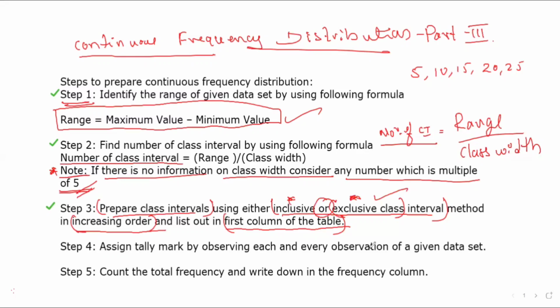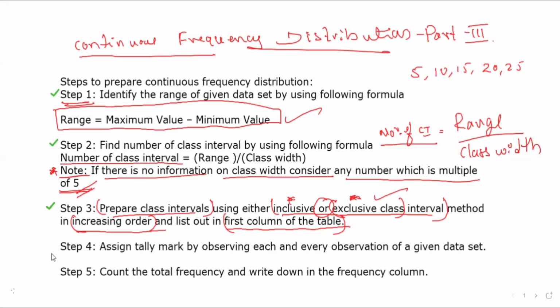But in academics, for examination purposes, if the question says prepare a continuous frequency distribution with the help of the inclusive class interval, or by using the inclusive method, then you need to go for inclusive. If there is no information on inclusive or exclusive, directly go for the exclusive method, right? By default, the method is exclusive class interval. I hope the first three steps are clear.